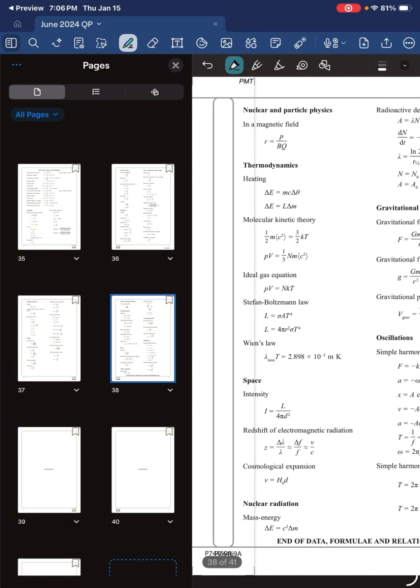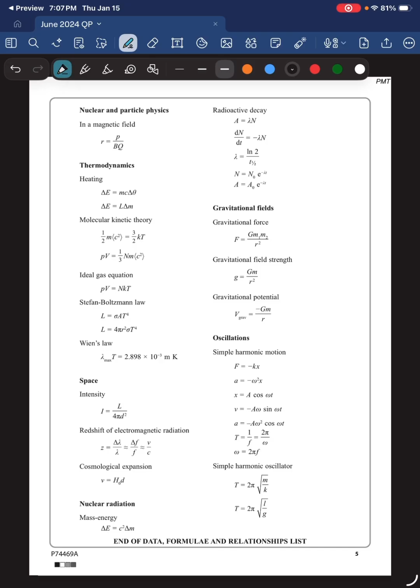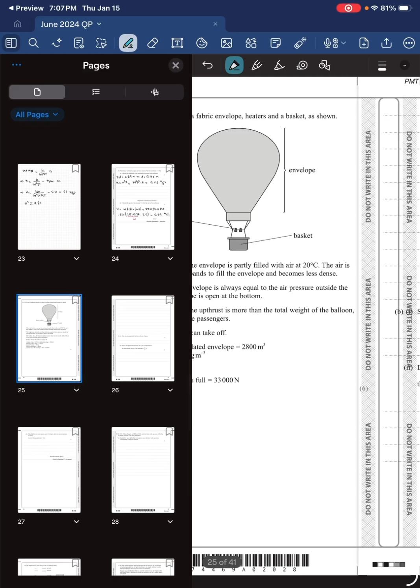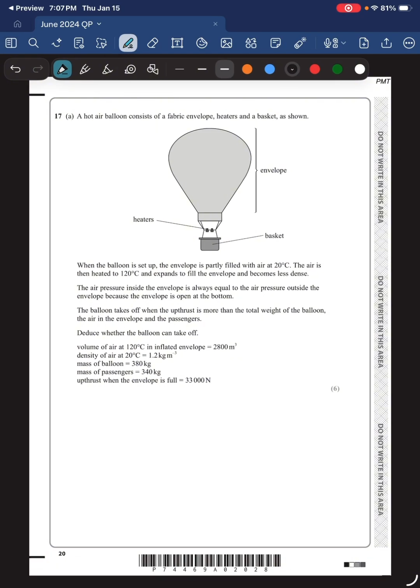Okay, so that's the velocity. That's the acceleration. Sorry, the displacement and the acceleration. So let's go back. All right, this was question 17. It's a problem that can also appear in the international A-level physics exams, specifically unit 5.